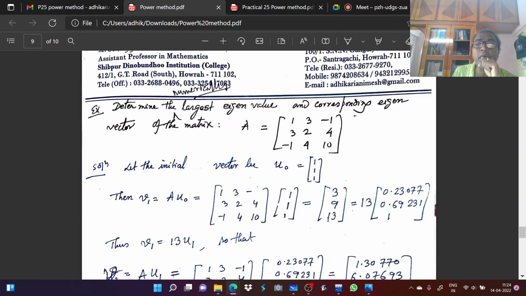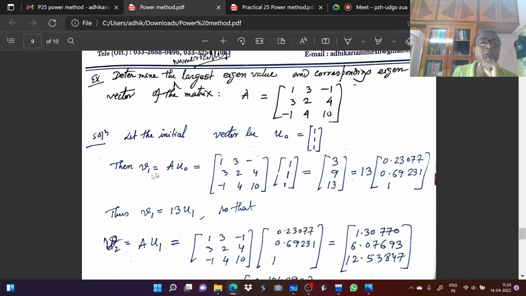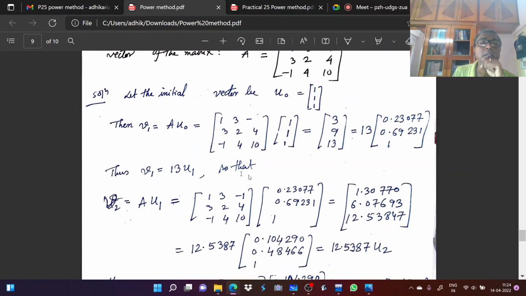If there is a minus 13, take common minus 13 such that we get 1 as the largest value. So if there is minus 13, take common minus 13 and we get at least 1, and other elements are less than 1. Clear? So v1 is 13 into u1.